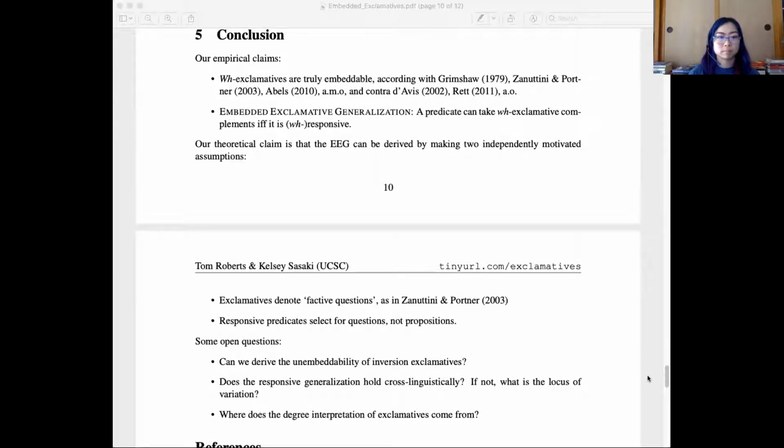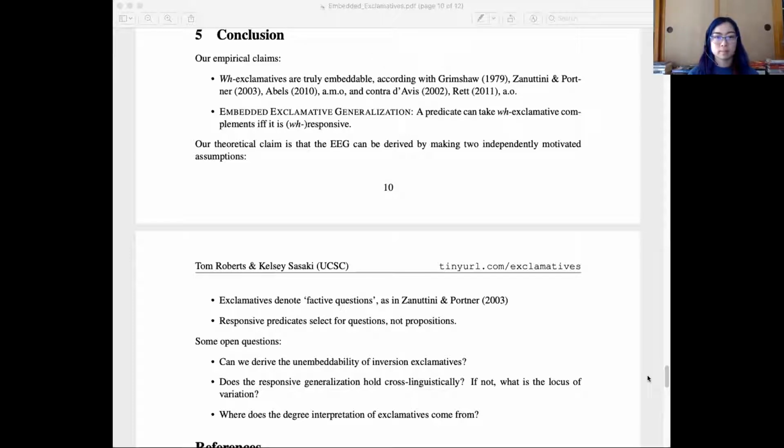Okay, so wrapping up, we've claimed that WH exclamatives are indeed truly embeddable. And moreover, they're embeddable under exactly those predicates which are WH responsive, that can take both declarative and interrogative clauses. On the theoretical side, we've claimed that this empirical generalization can be derived by making two assumptions which are independently motivated, namely that exclamatives denote a kind of factive question, as in Zanuttini and Portner, and moreover, that responsive predicates select for questions as opposed to propositions.